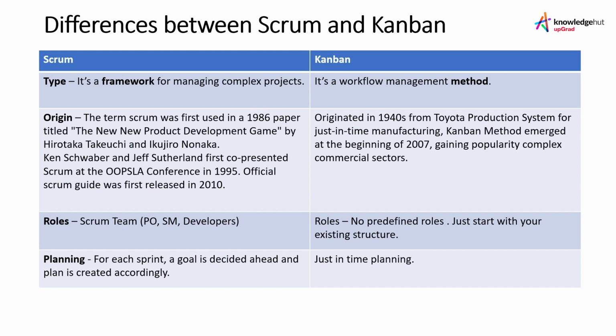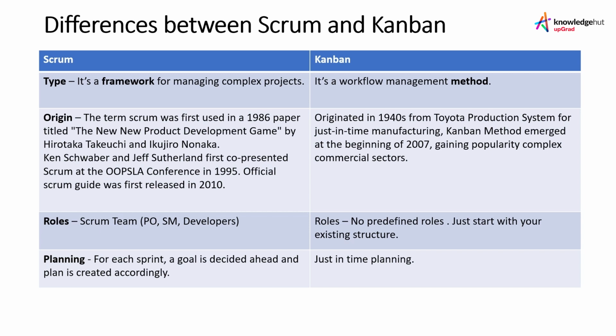The second is the origin, from where these got originated. Scrum was first used in a paper published in 1986 that was titled The New Product Development Game. And then Ken Schwaber and Jeff Sutherland first co-presented the Scrum framework at the Uppsala conference in 1995. And the official Scrum guide was first released in the year 2010. After that, there have been certain revisions on the Scrum guide, but the first copy was released in 2010. So these are certain important milestones in the history of Scrum, which help you understand how this framework originated.